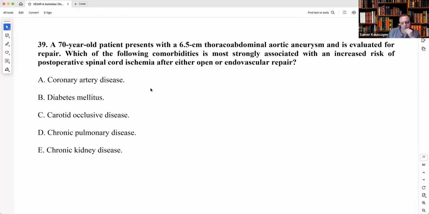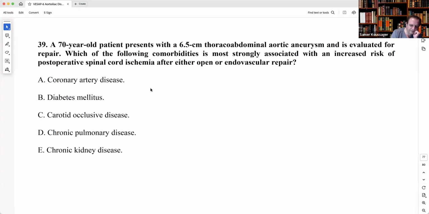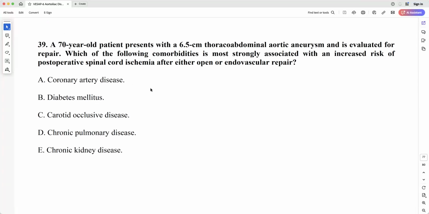All right, 39. Let's go back to Ahmed. A 70-year-old patient presents with a 6.5 centimeter thoracoabdominal aortic aneurysm and is evaluated for repair. Which of the following comorbidities is most strongly associated with an increased risk of postoperative spinal cord ischemia after either open or endovascular repair?